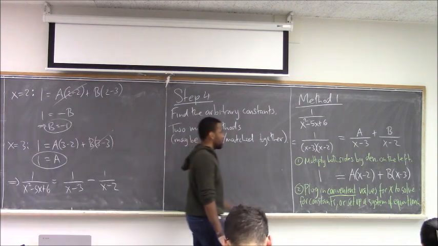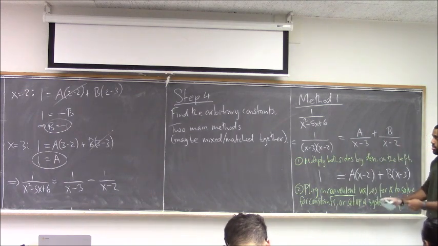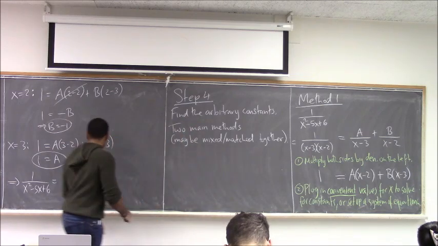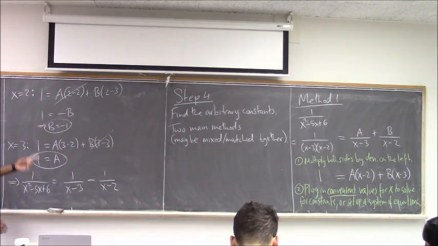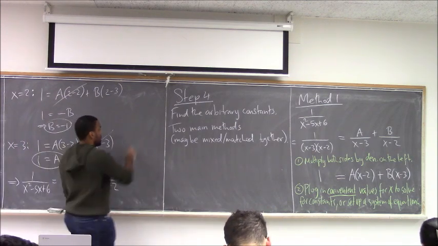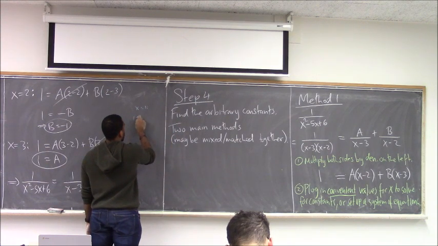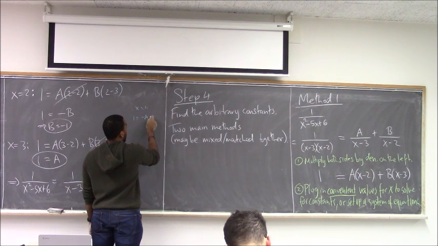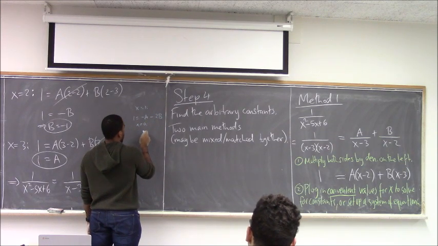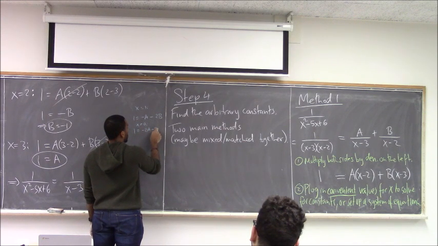So that's method 1. Clear denominators by multiplying both sides by the LCD, and then plug in convenient values. Now, of course, the most convenient are the ones that can eliminate terms, but technically this method could have worked if you had plugged in other values. So if you had plugged in, say, x equals 1, you would have gotten 1 equals minus a minus 2b. And then you could have plugged in x equals 0, and you would have gotten 1 equals minus 2a minus 3b.